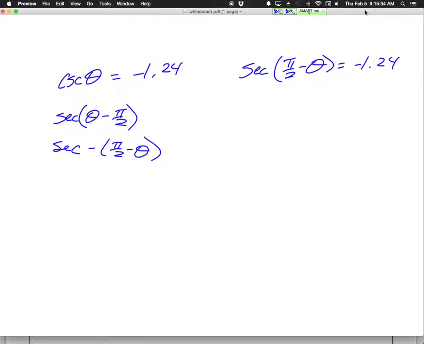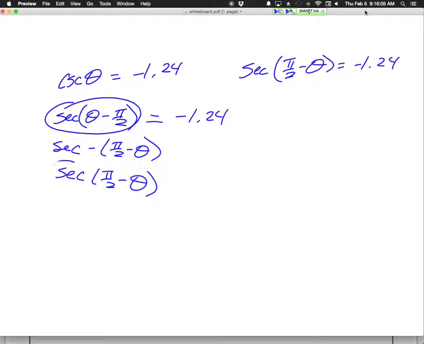Okay? Now, here's where your negative angle identities come into play. What do I do with a negative that is inside of secant? It goes away. So that means this right here is the same as secant of pi over 2 minus theta. So that means my original problem, secant of theta minus pi over 2, is equal to negative 1.24. Because what have I proven here between these two? They're the same.